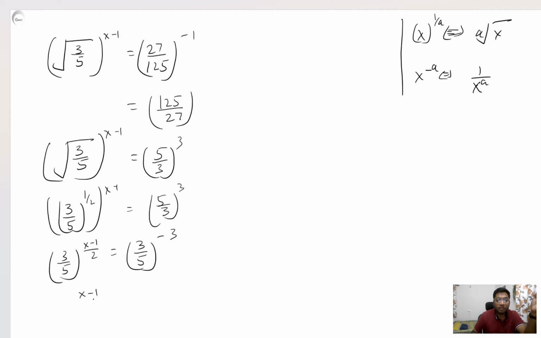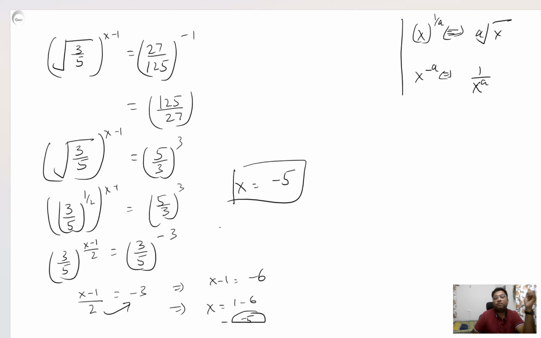So what you will get, (x minus 1) by 2 is equal to minus 3. That means x minus 1 is equal to minus 6. You cross multiply, the 2 goes and multiplies with the 3. And that means you can write x is equal to 1 minus 6, which is negative 5. So the final answer is x equals minus 5. I hope you all understood the question.